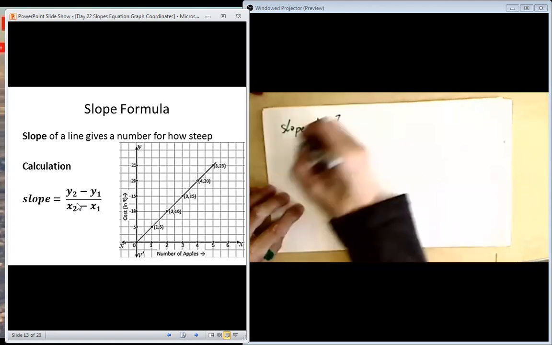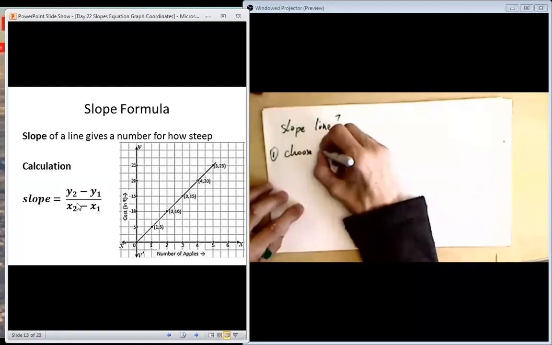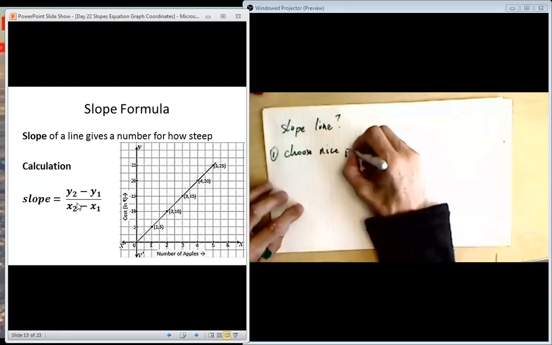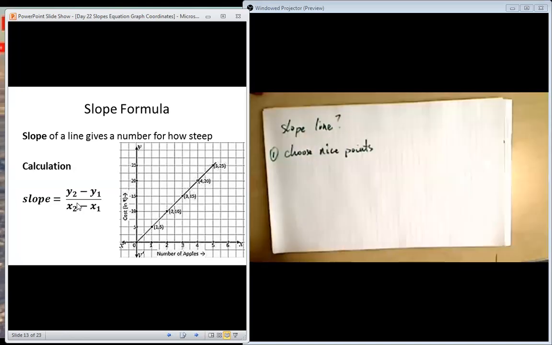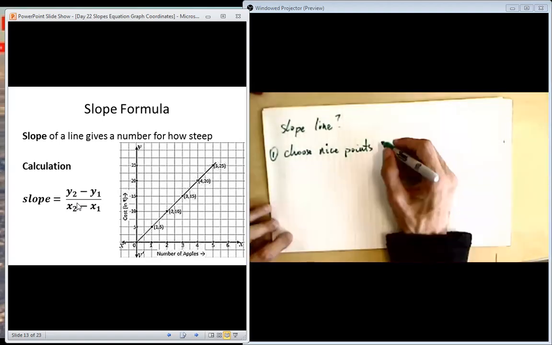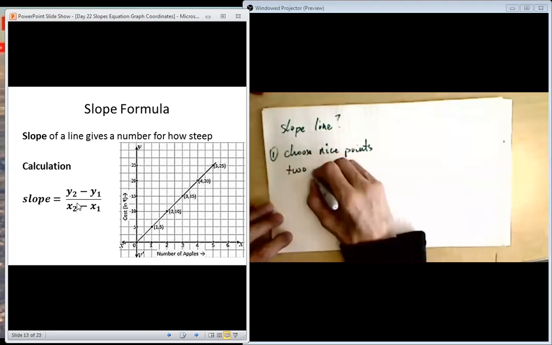Okay, so the first thing to do is you choose nice points. Go easy on yourself. Sometimes these lines go through corners and halfway through squares and stuff. Choose ones that are easy to read. Okay, so taking a look here. Oh, class, can you see those? They're pretty small here. Oh, and by the way, all we need is 2 points in order to create a line here.